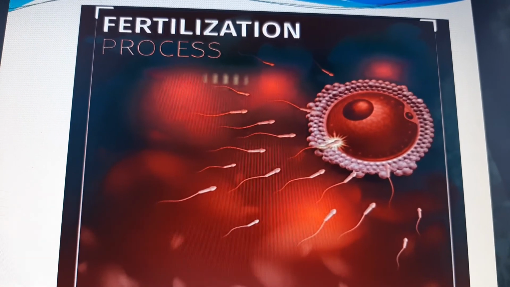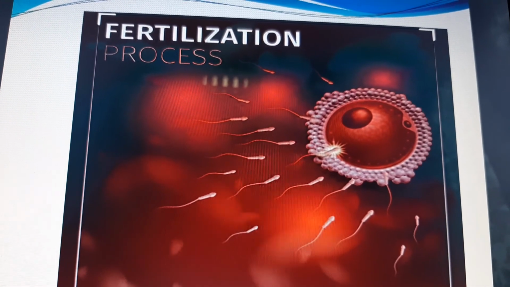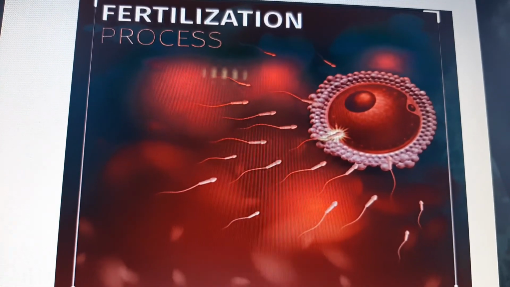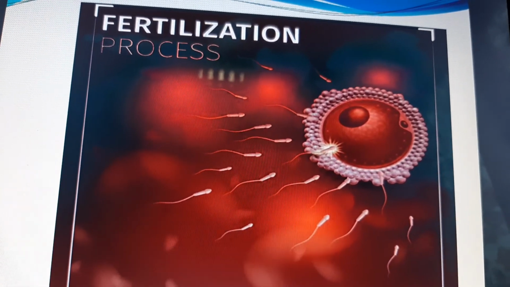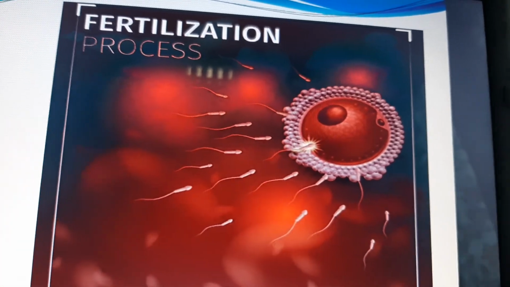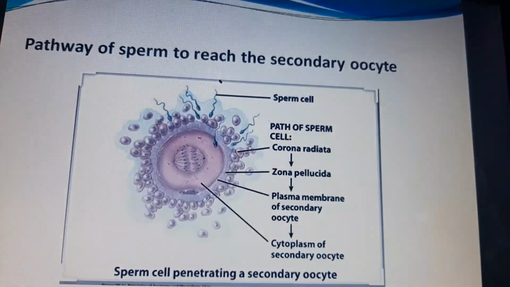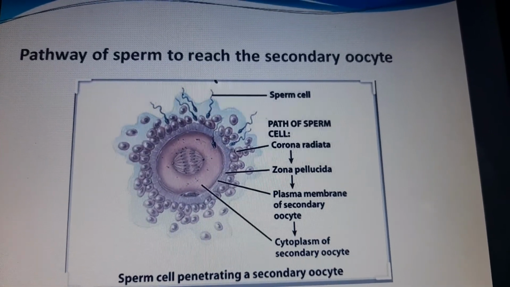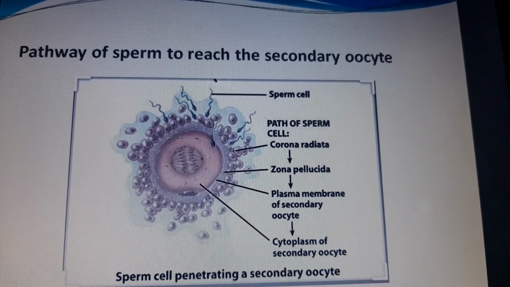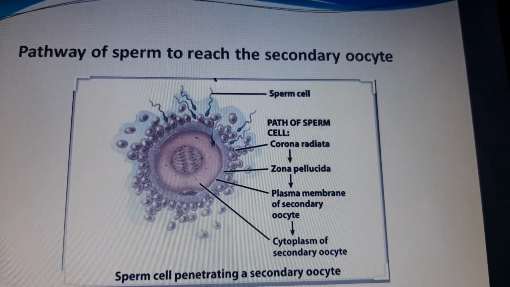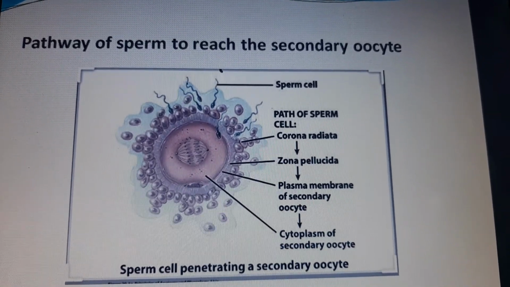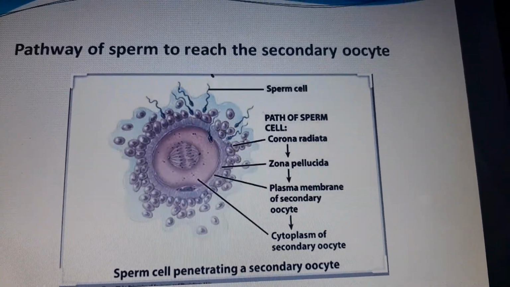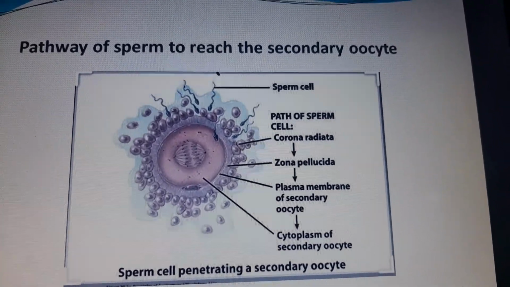What does the enzyme hyaluronidase do? It causes the dispersion of corona radiata cells so that the sperms get access to the zona pellucida. You can see there, the first layer is corona radiata, isn't it? So this enzyme causes dispersion of the corona radiata, the first layer, and the sperm enters it. Then what will it get? It will get the zona pellucida.